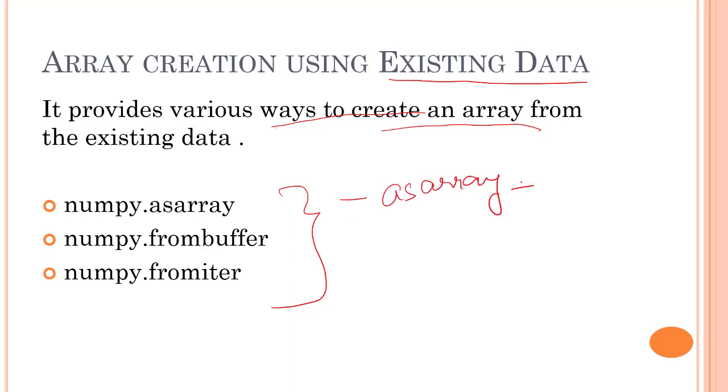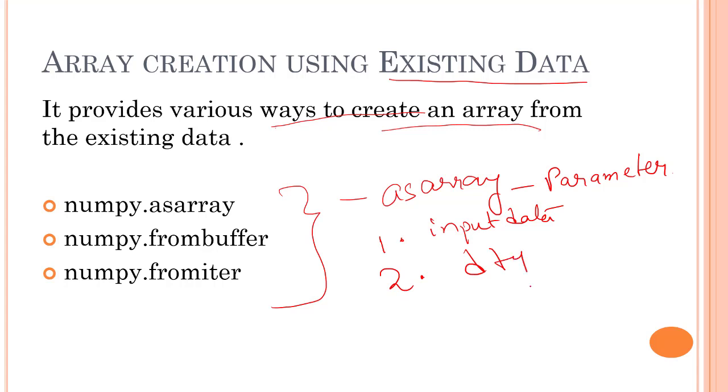In this particular method, we have some parameters that we follow. The first parameter is the input data. Remember that these are parameters. So the first thing is your input data. Next is your dtype, the data type. Third is the order. What will be the order of this particular array?